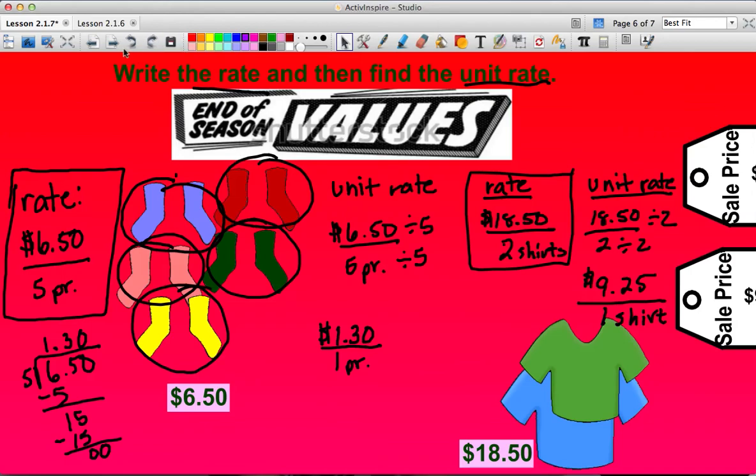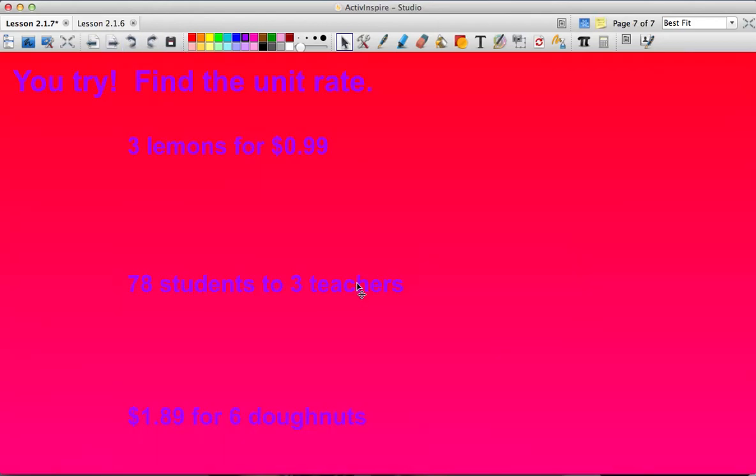All right, so on your own, you are going to solve these next couple of problems. You are just going to find the unit rate of each of these 3. So again, you're always going to have to first find the rate, and then you're going to use that to find your unit rate.